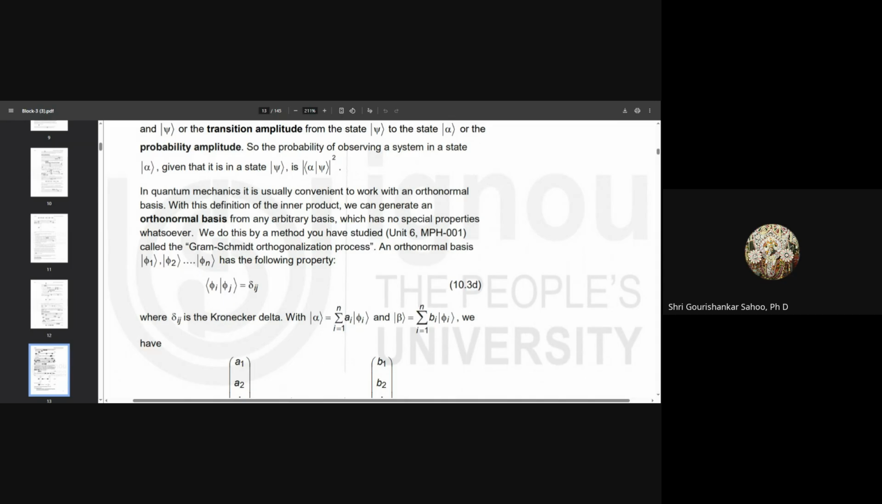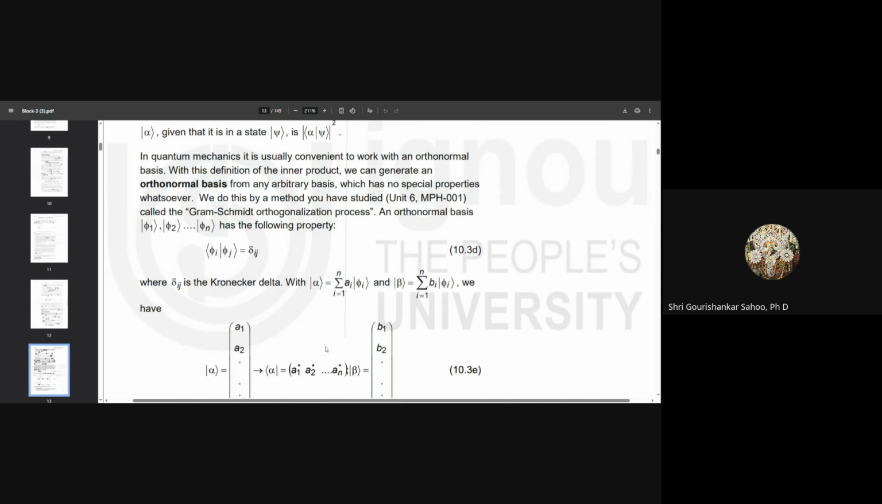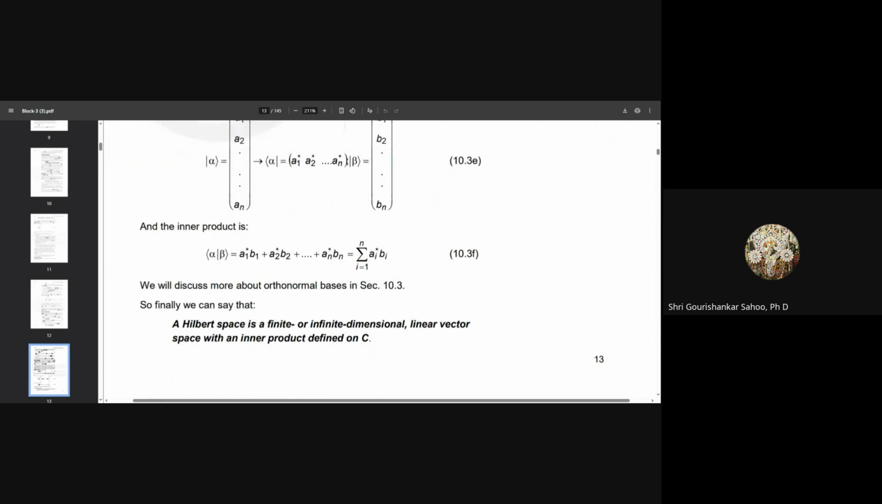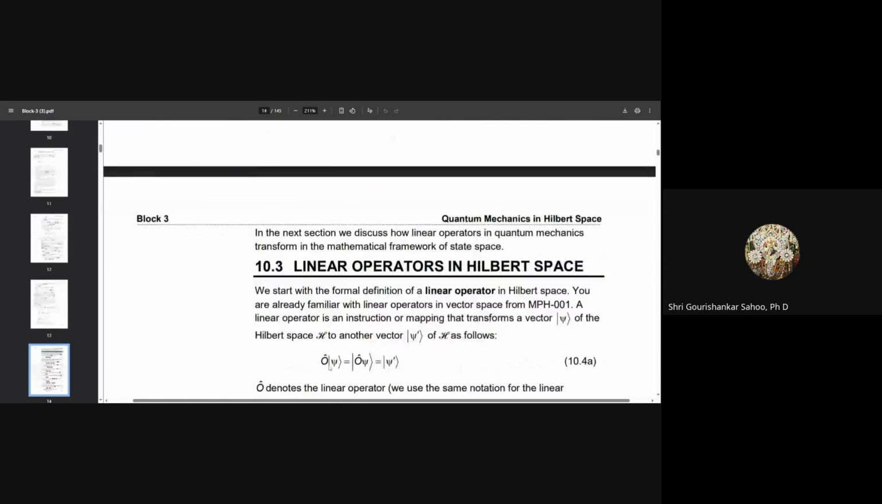Then orthonormal basis. In quantum mechanics, it is usually convenient to work with an orthonormal basis. With this definition of inner product, we can generate an orthonormal basis for any arbitrary basis which has no special properties whatsoever. And the Gram-Schmidt orthogonalization process, which I've discussed in mathematical physics class, is the formalism by which you can have your orthonormal basis, and it is shown on the screen. And a Hilbert space is a finite or infinite dimensional linear vector space with an inner product defined on C.